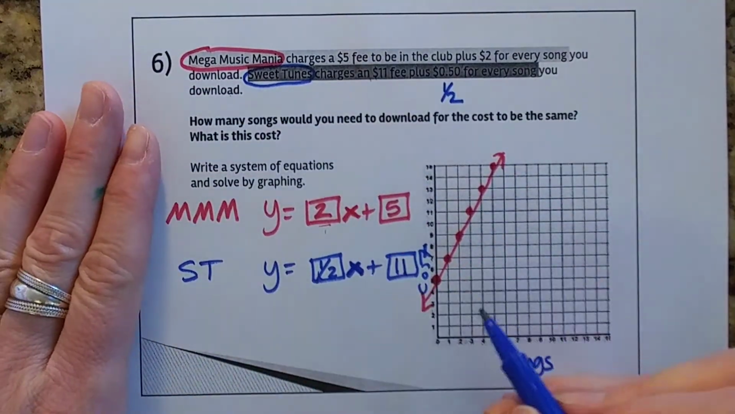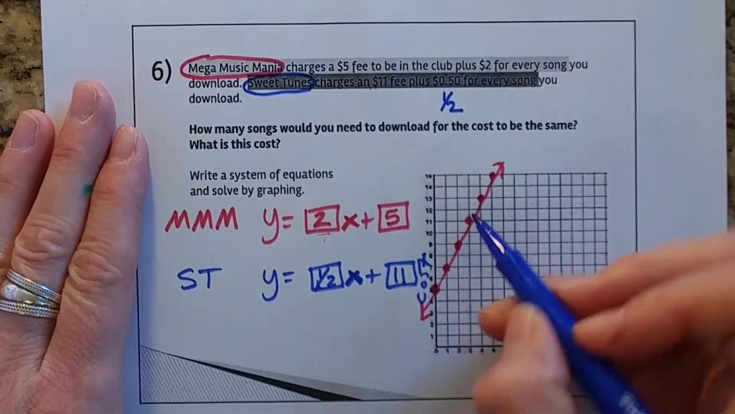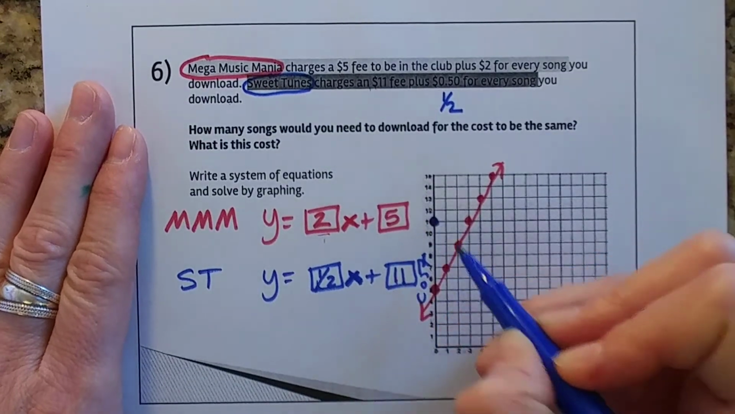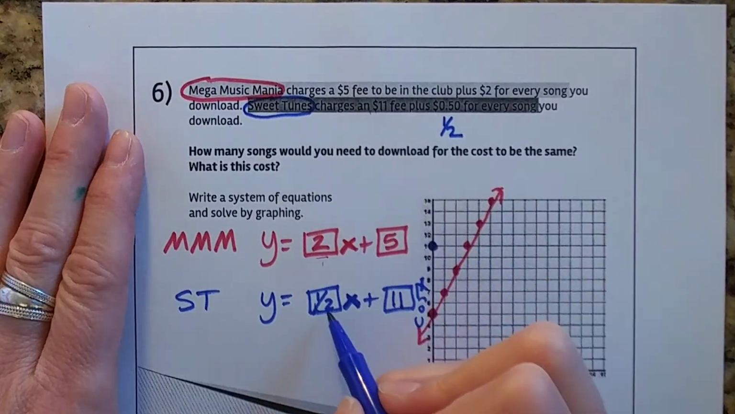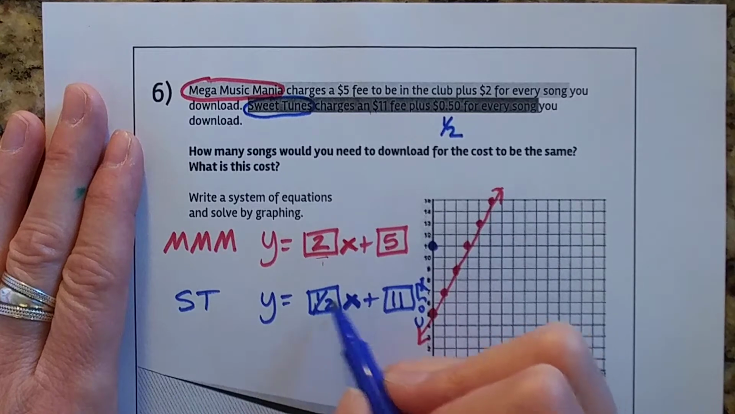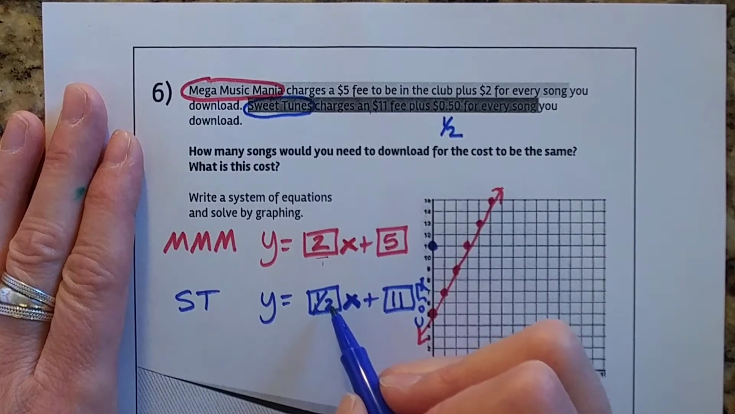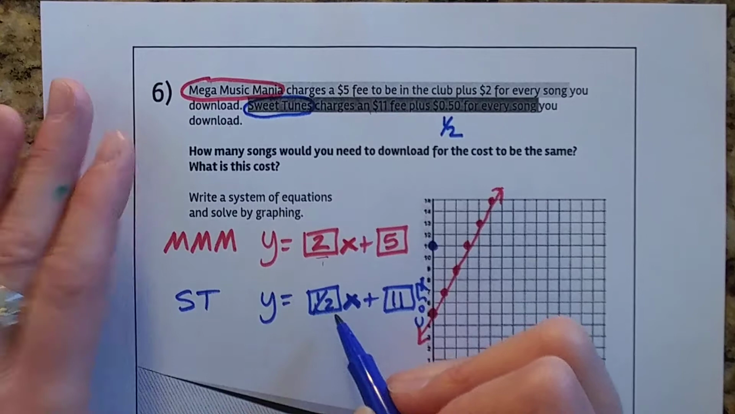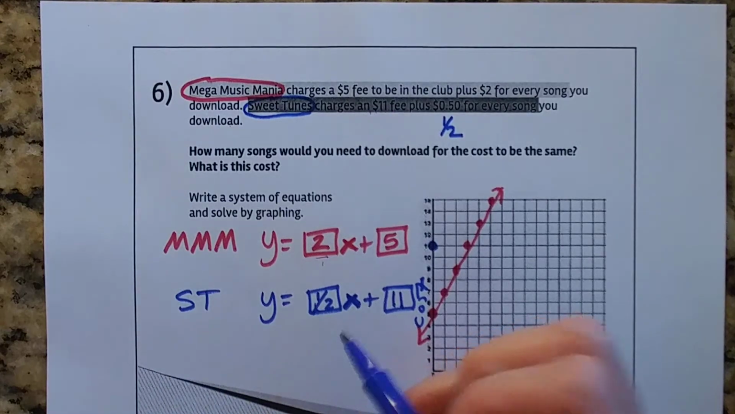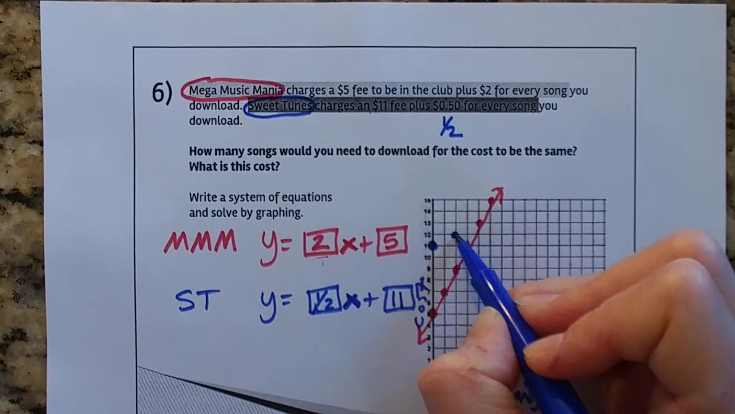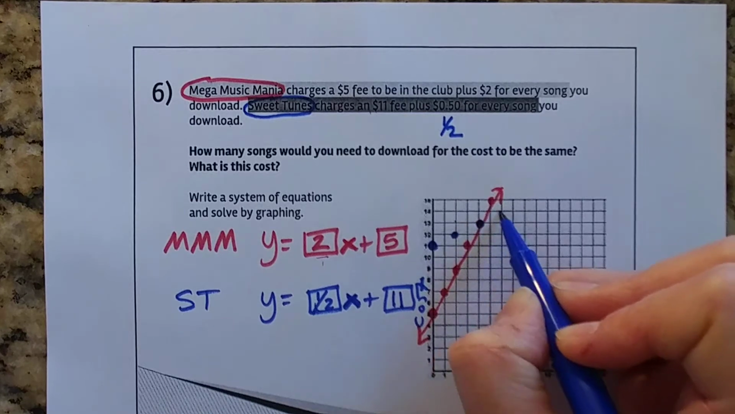Now, Sweet Tunes, they have a pretty hefty fee. They start at $11. So go up here to $11, make a point. That's the starting, but the songs are cheaper. It's 50 cents a song. So the slope here is 1/2. The change here is one song, or 1/2, 50 cents per song. So we're going to go up 1 over 2, up 1 over 2, and so on.